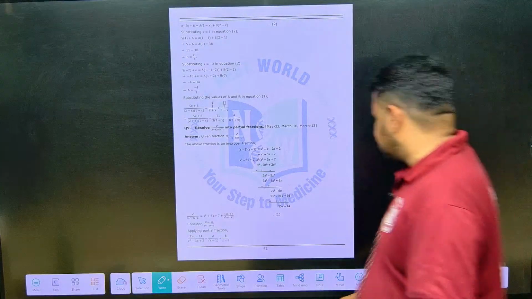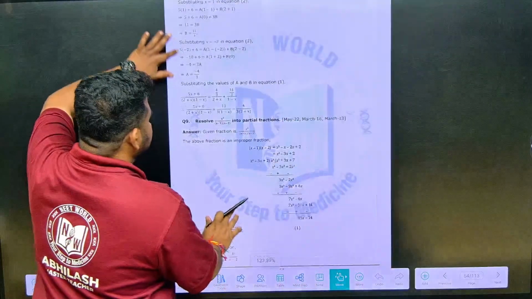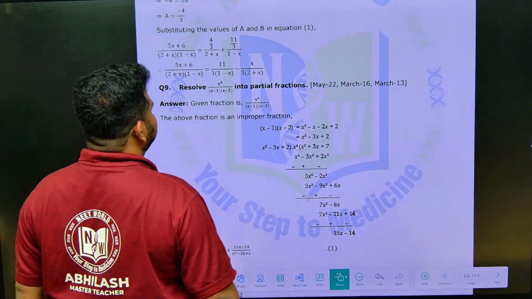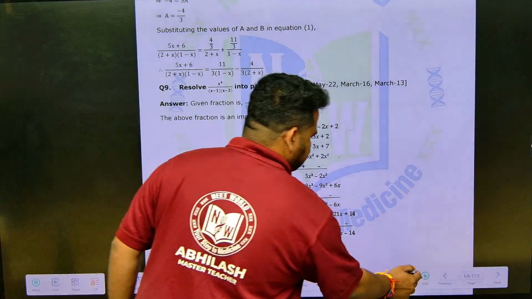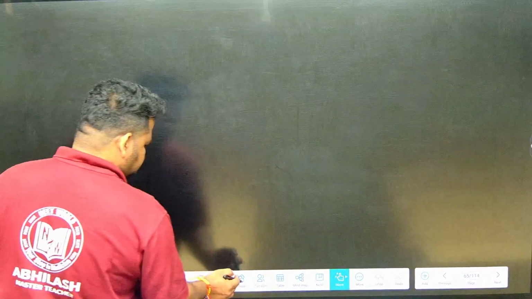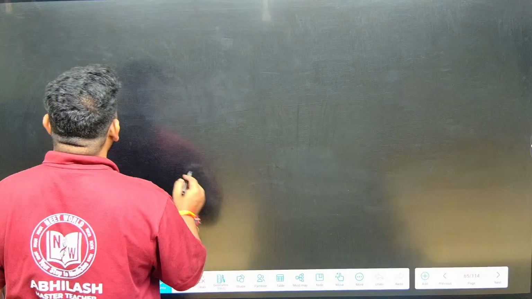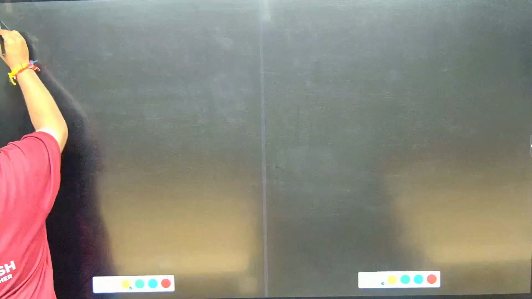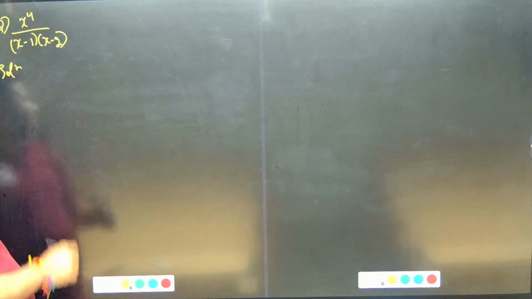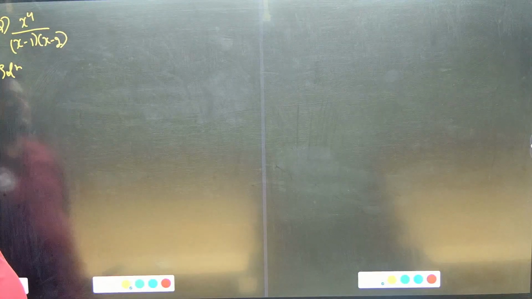So here the question that is given is, observe carefully. They have asked, resolve x power 4 by x minus 1 into x minus 2. Okay, so solution, see here, the degree of numerator and denominator are not correct, that is, degree of denominator is less than degree of numerator.